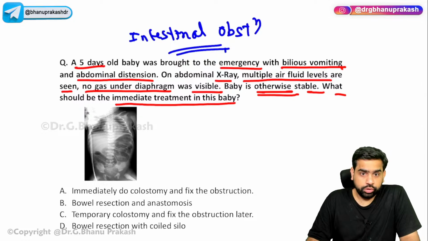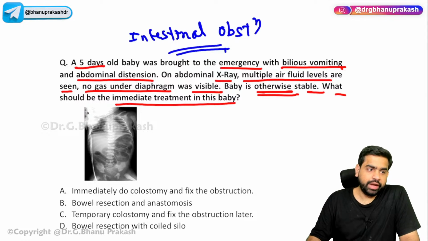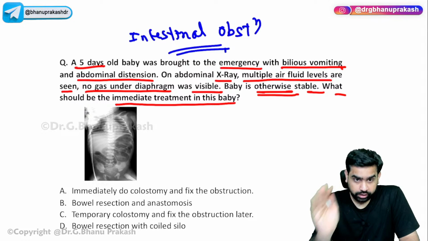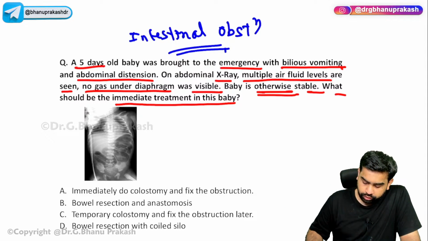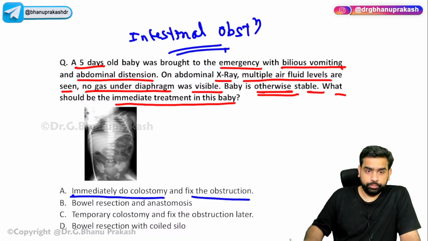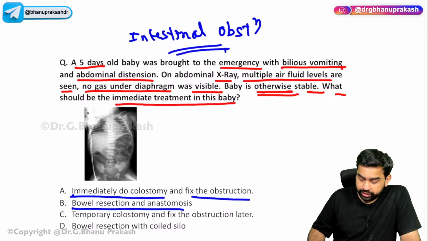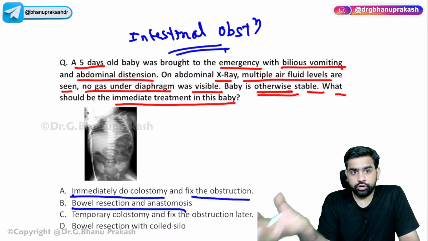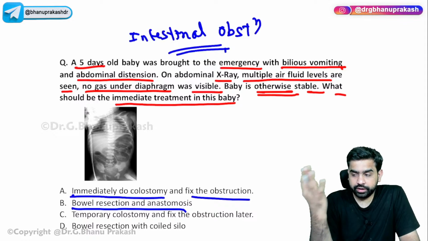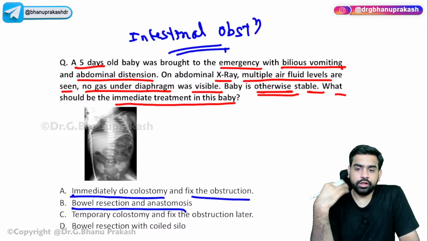But what are you going to do? Try to understand, whenever there is a patient with an intestinal obstruction, you do not do something radical. Immediately doing a colostomy and fixing the obstruction is too much. Bowel resection and anastomosis means you cut the bowel and do a major surgery. These patients are not in a good physiological state. They already have intestinal obstruction, a lot of vomiting, and a lot of electrolyte loss.